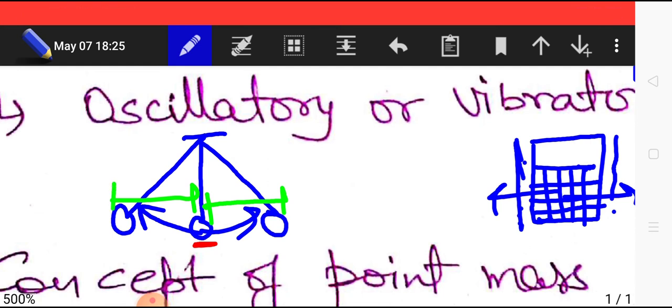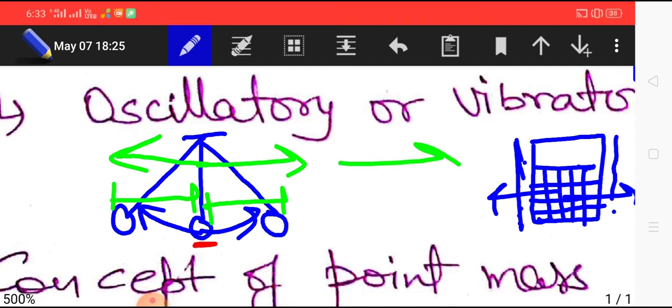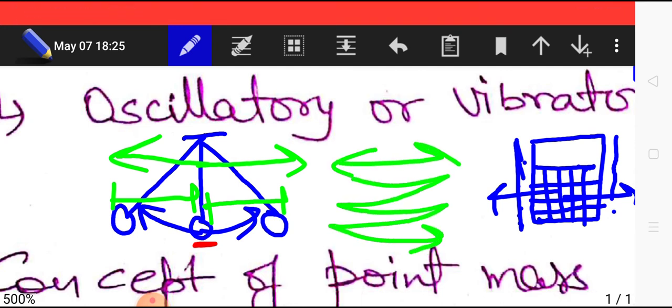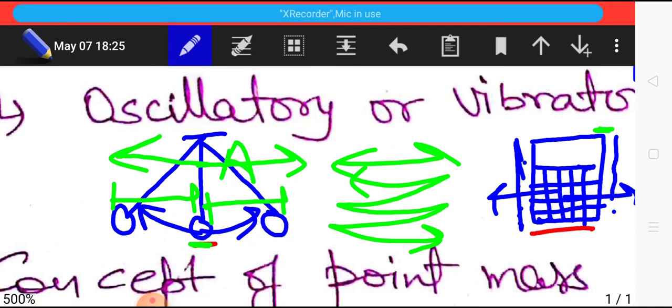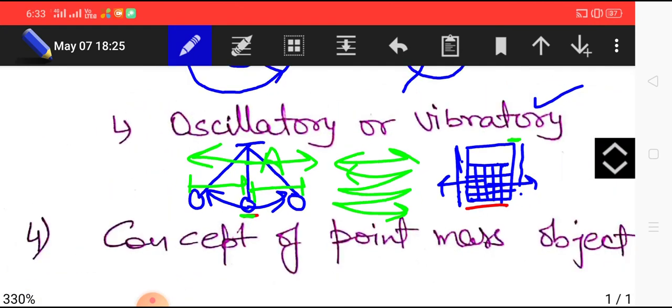So when the object is in to and fro motion, to and fro means one time going left, then another time going back, like this. So this motion is known as to and fro motion. In both the motions, oscillatory or vibratory, there is to and fro motion. But if the amplitude is much greater than the object itself, then it is oscillatory motion. And if the amplitude, which I have shown in green, is much lesser than the object itself, which I have shown in red, then it is known as vibratory motion.